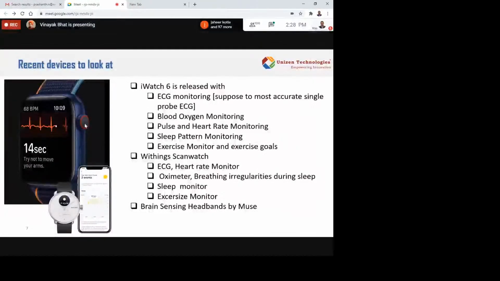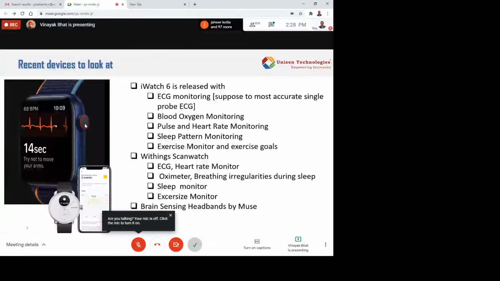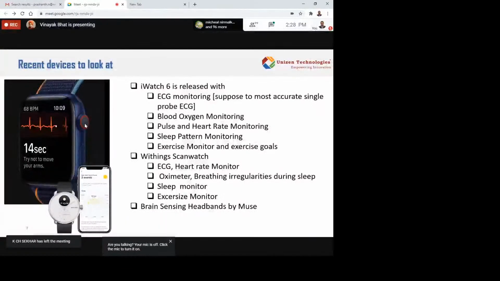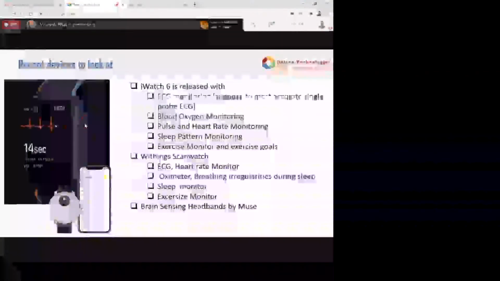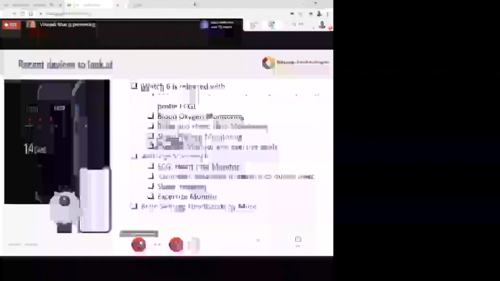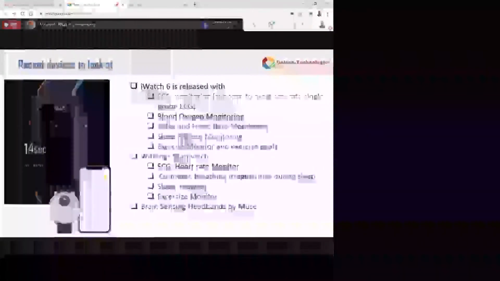Then there's one more watch, called the Withings ScanWatch. It's from a European company. It gives ECG, heart rate, oximeter, breathing irregularities during sleep, and other things. Similarly, there are brain sensing headbands by a company called Muse. I haven't read much about it, but if you do dhyana and yoga, it says whether your focus is good or bad. It seems a lot more technologies are coming for old Indian practices to become modernized.